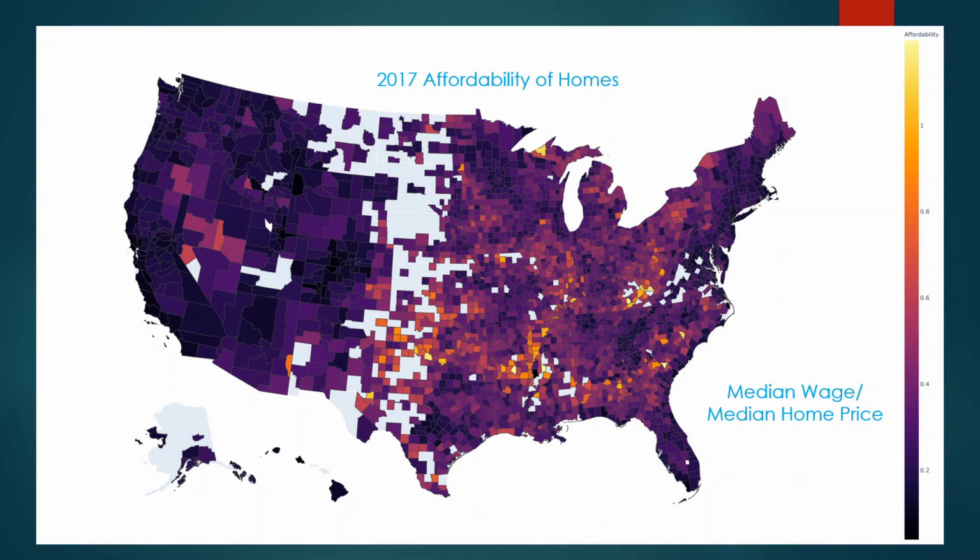This is a choropleth map that I made that represents affordability. It's median wage divided by median home price. Areas that are bright yellow indicate that an average house costs less than a year's worth of median salary, while dark colors represent the opposite. So you can see that most of the West Coast is incredibly expensive. Colorado is incredibly expensive.